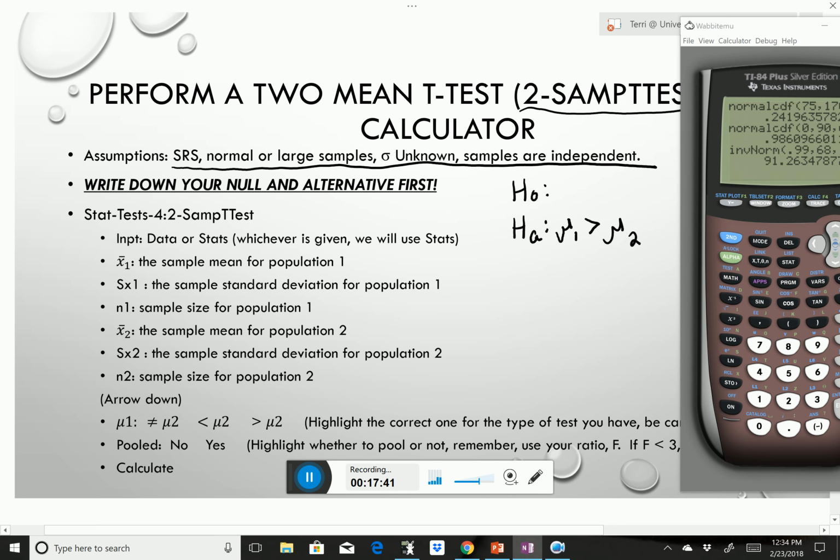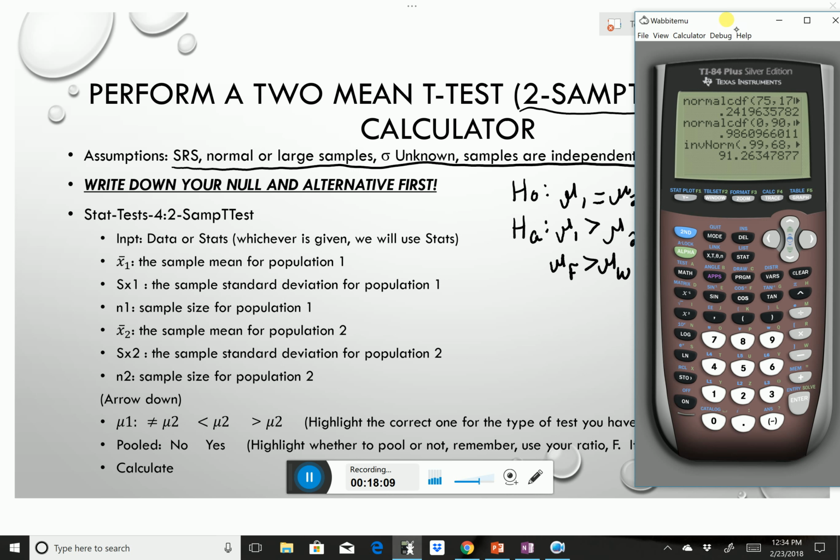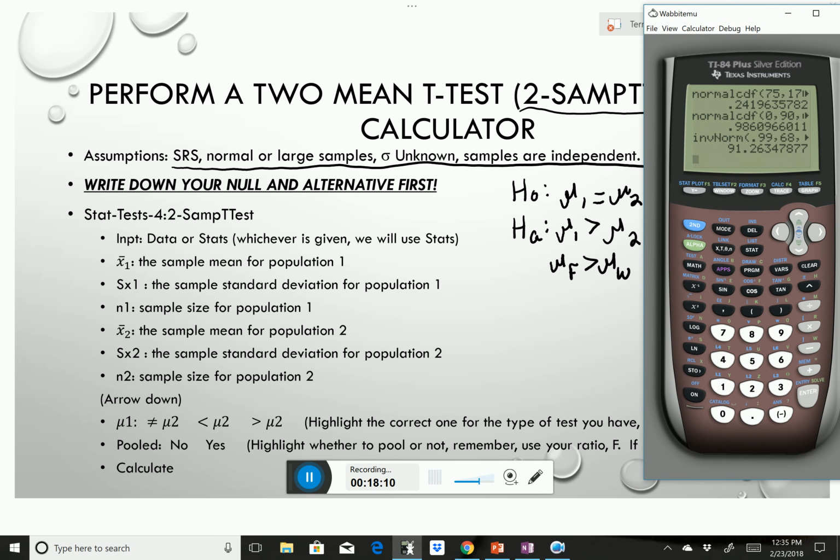And I don't even have to call this 1 and 2. This is what it calls it in your calculator, but I can also call this fertilizer and water if I want, just so I know exactly what it was. And that kind of helps me sometimes keep track of what 1 and 2 is. So here's my null and alternative. I always want to write that down first. You guys know that, because I want to be able to see exactly what I'm doing.